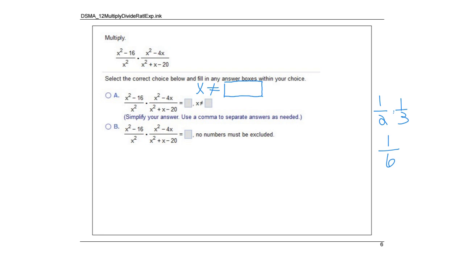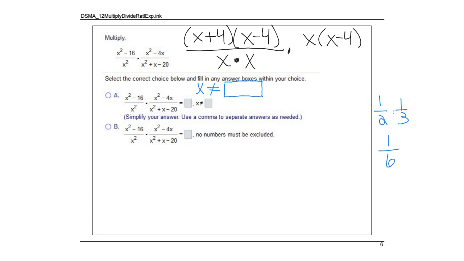On the top there, I have x squared minus 16. So that's a difference of squares. So that's x plus 4 times x minus 4. On the bottom, I have x squared, so I'm going to go ahead and write that as x times x. And then on the other side, I have x squared minus 4x. So that looks a little crazy, right? It doesn't have a number on the end. And so really the only thing I can do is bring out the greatest common factor. So I'm going to bring out x times x minus 4.